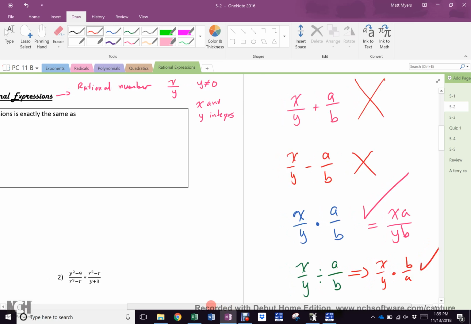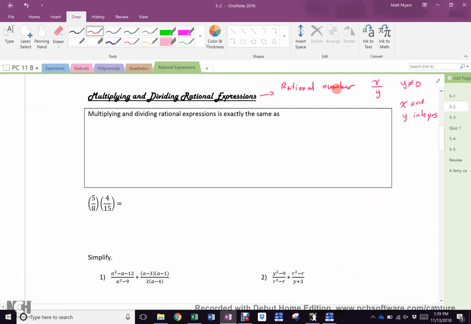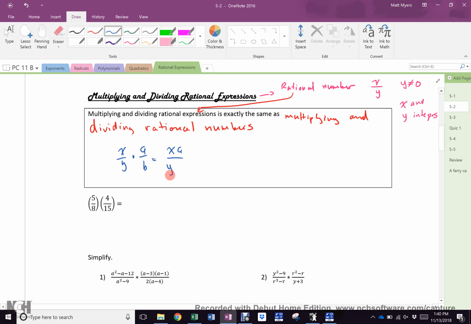Which means, since rational numbers are rational expressions, then multiplying and dividing rational expressions must be exactly the same as multiplying and dividing rational numbers. And you already know that. X over Y times A over B equals XA over YB. And X over Y divided by A over B equals X over Y times B over A, which equals XB over YA. You all already know this, yes?